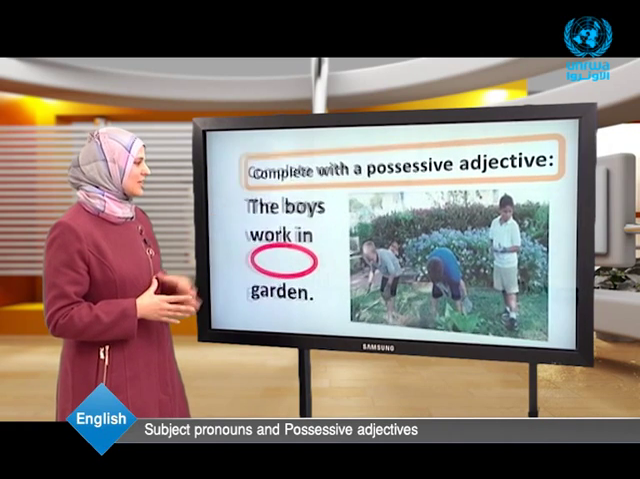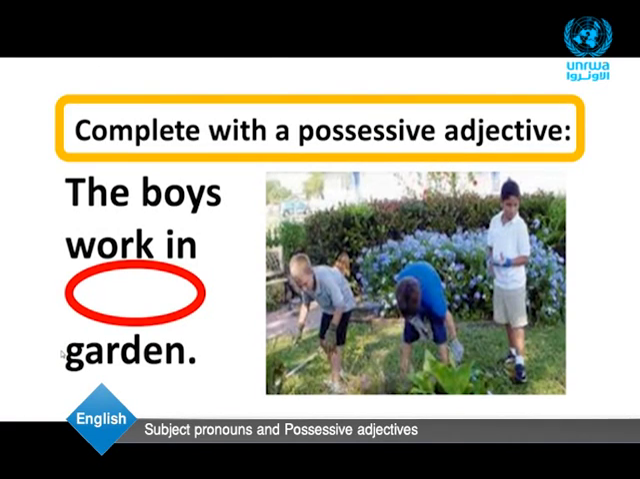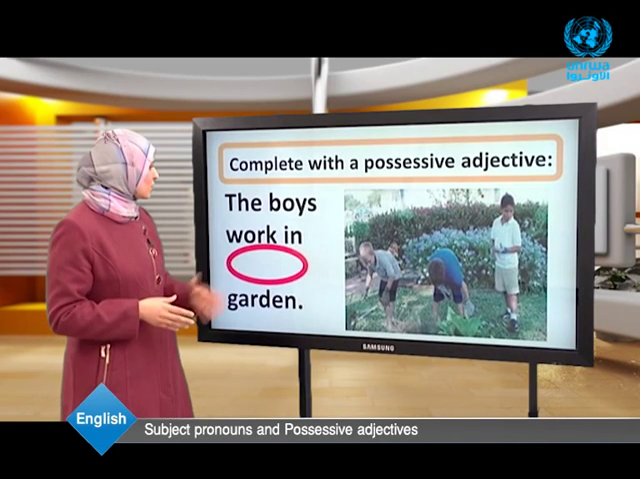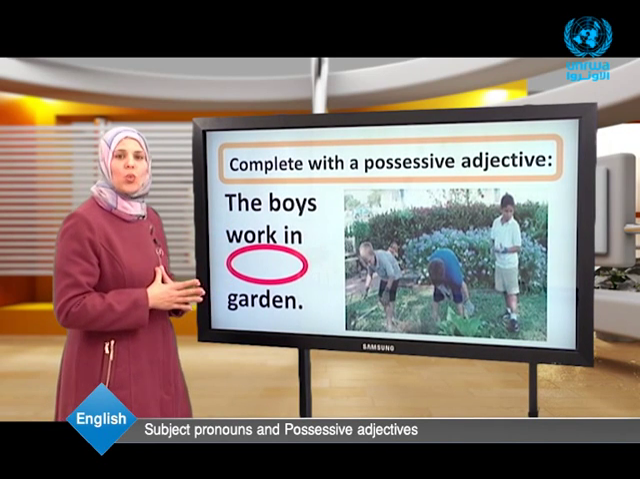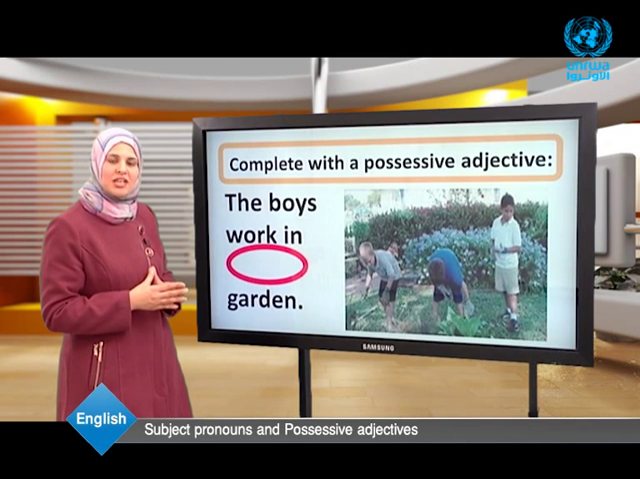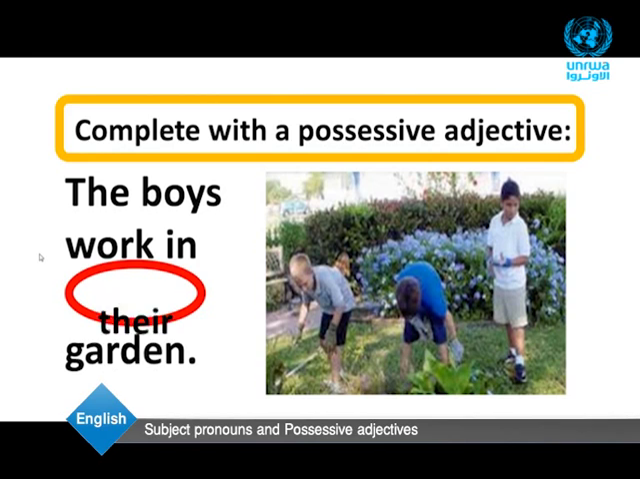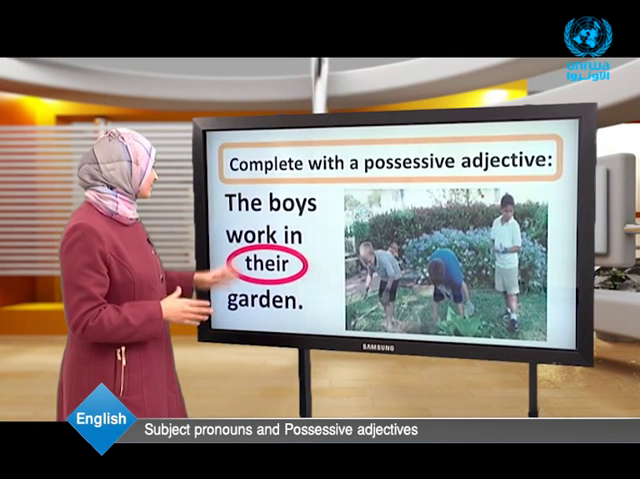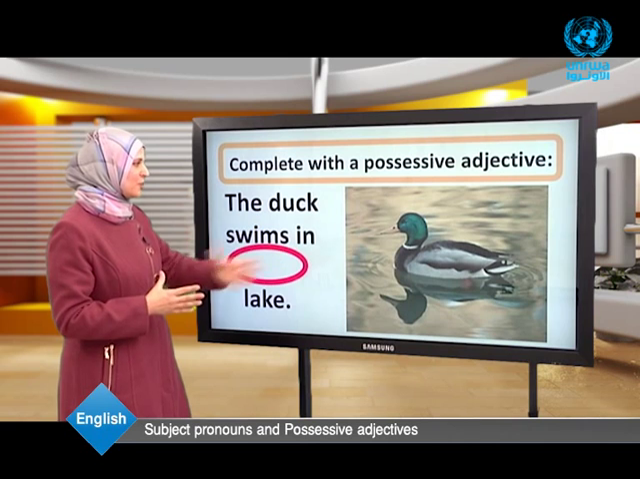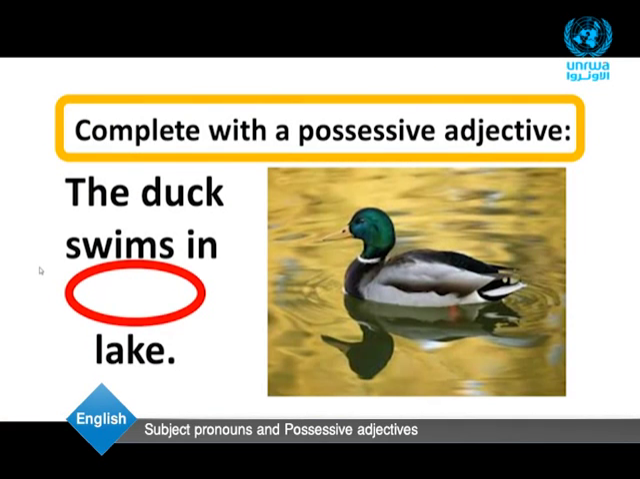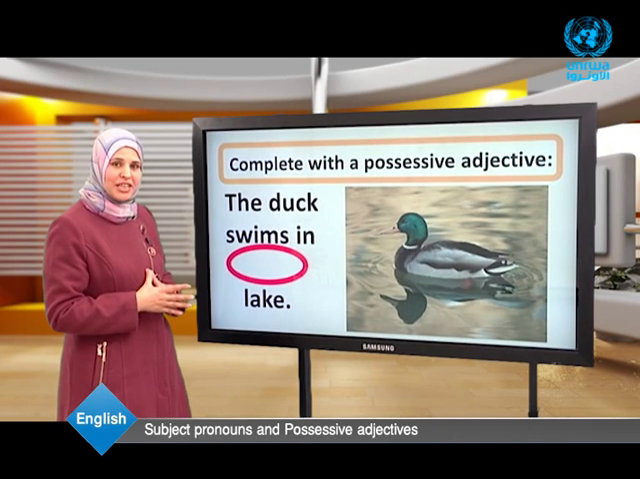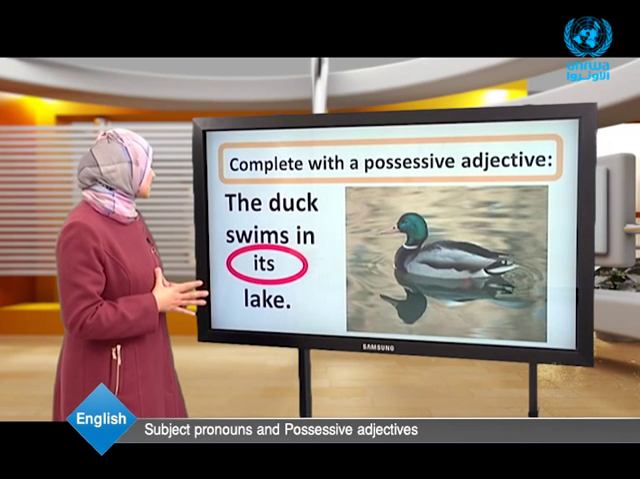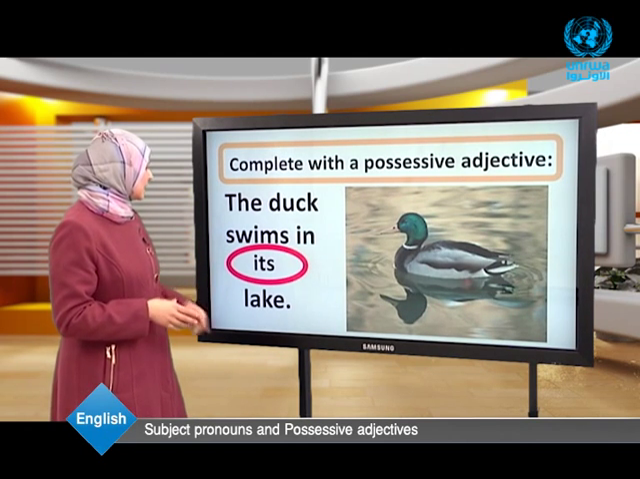Look at the picture, the boys, and we need a possessive adjective. The boys work in garden. What is the suitable possessive adjective here? Think. You can do it. The boys work in their garden. Another picture. Look at this duck. It swims in a lake. What would you use to complete the sentence? The duck swims in its lake.